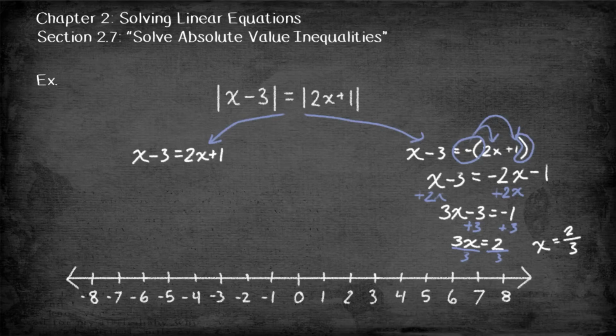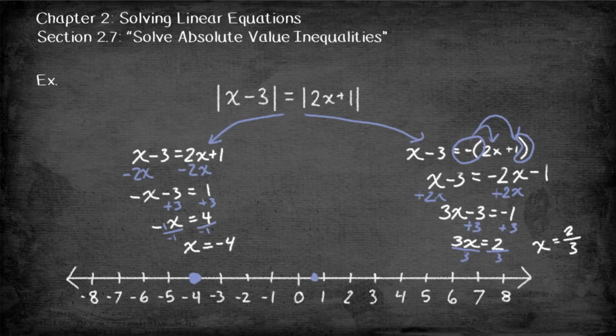So one of our solutions is x equals 2 over 3. Let's do the other one. And the other solution is x equals negative 4. So there are our two solutions graphed on the number line. And we'll do a quick check.